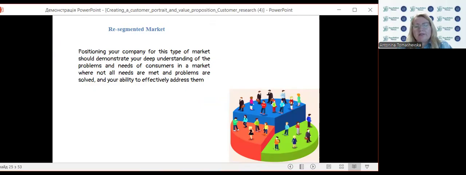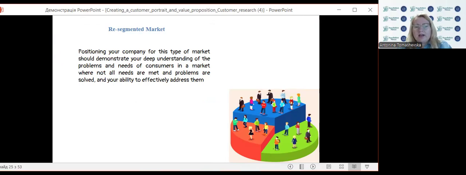Resegmented market. Definition: an existing market where a new segment is created for a specific target audience. Usually, this involves a breakthrough in pricing, format, or quality. Characteristics: the product differs from the mass offering in price or value. A new strategy, meeting specific needs. The consumer already knows the product but wants it in another form.